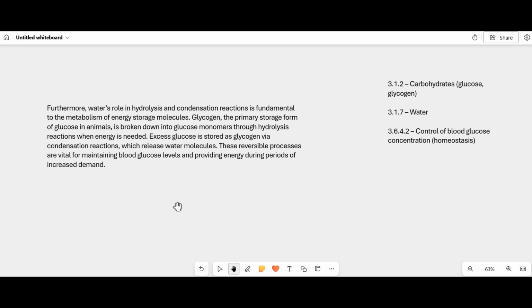Water's role in hydrolysis and condensation reactions is fundamental to the metabolism of energy storage molecules. Glycogen, the primary storage form of glucose in animals, is broken down into glucose monomers through hydrolysis reactions where energy is needed. Excess glucose is stored as glycogen via condensation reactions which release water molecules. These reversible processes are vital for maintaining blood glucose levels and providing energy during periods of increased demand.